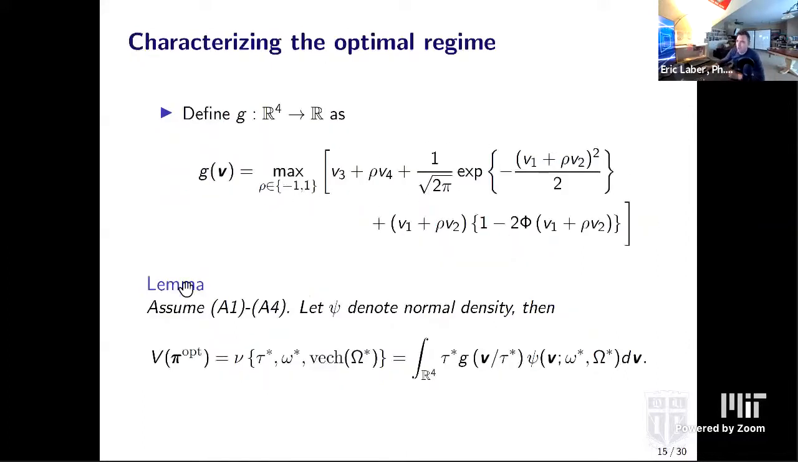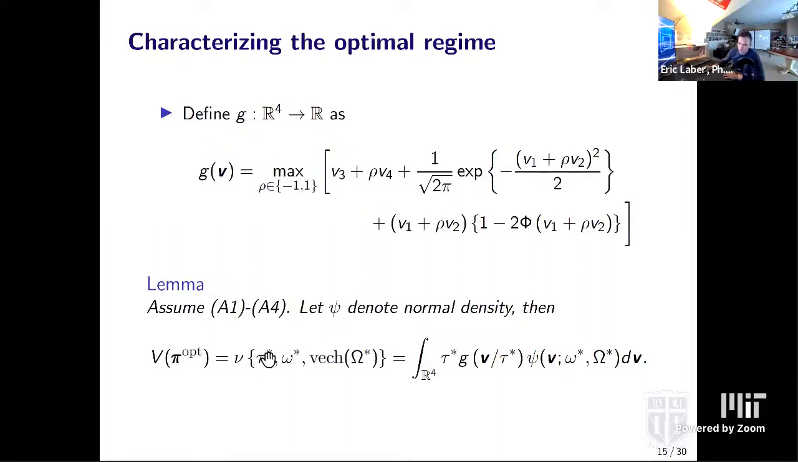Okay. So then you can show that under standard regularity conditions, in addition to the linearity, just that moments exist, if we let psi denote a normal density, then the value of the optimal regime is a smooth function of the parameters indexing that linear model.